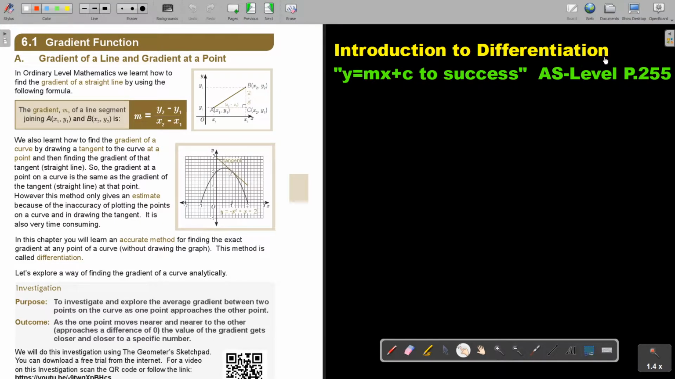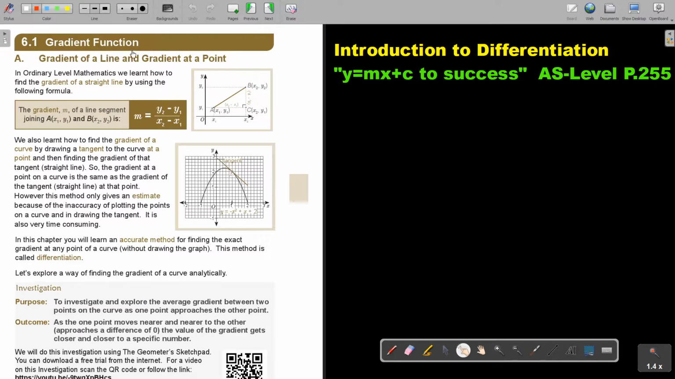Introduction to Differentiation. You will find this on page 255 in the Namibian AS-Level Mathematics textbook, Y equals mx plus c to success. In this video, I'm only going to focus on showing you what differentiation is all about and how we can connect this work to some of the work we already did in ordinary level.